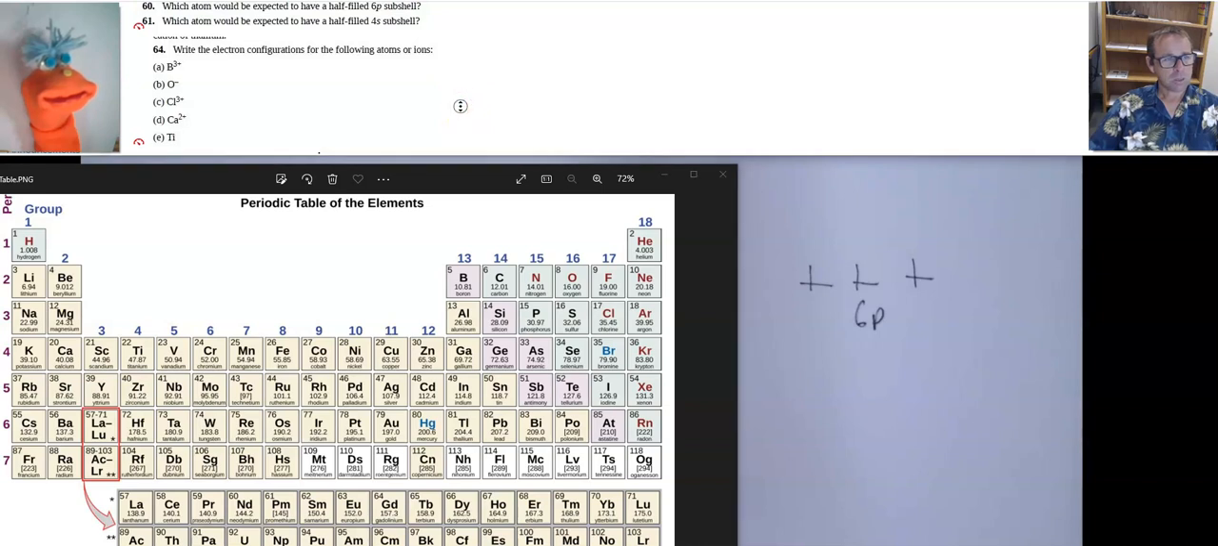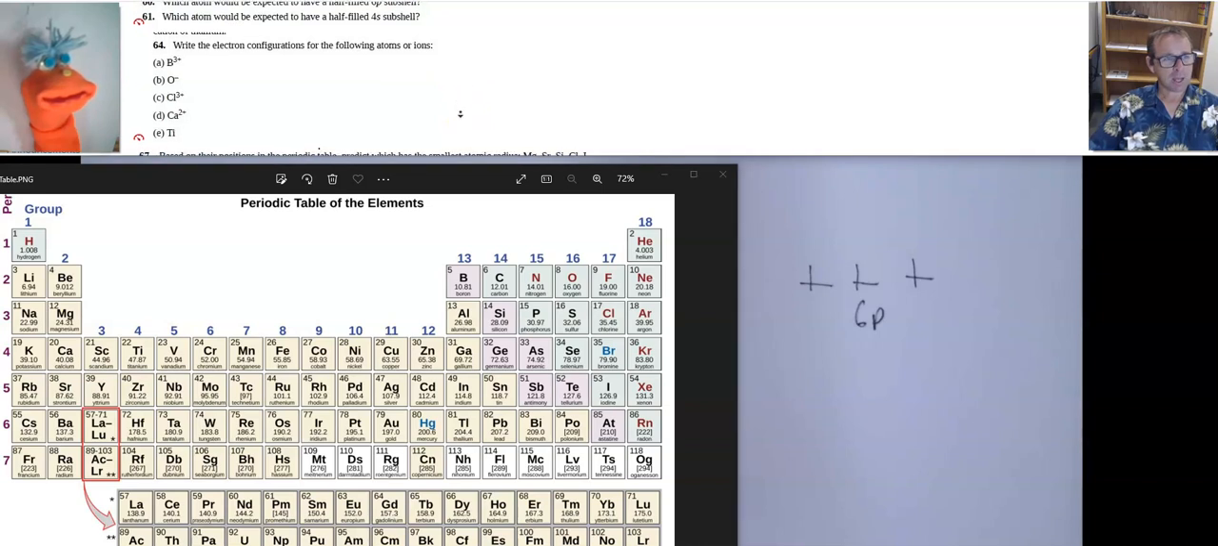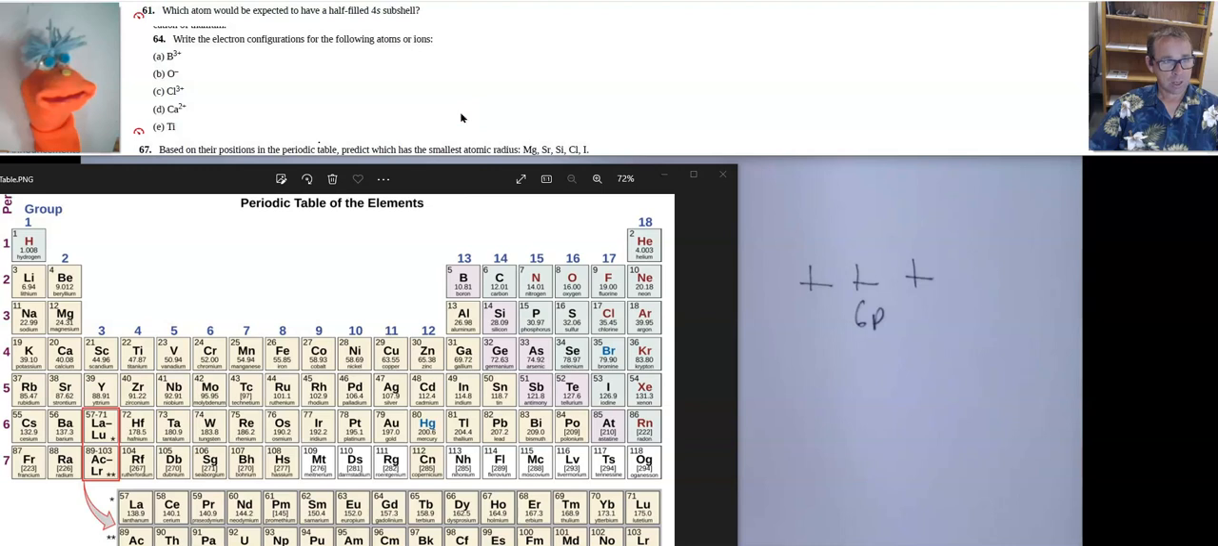All right, 61. Which atom would be expected to have a half-filled 4s subshell? That'd be potassium. Okay, good, you got it. This is my 4s, 2 electrons to fill that subshell, and potassium just has 1 electron.